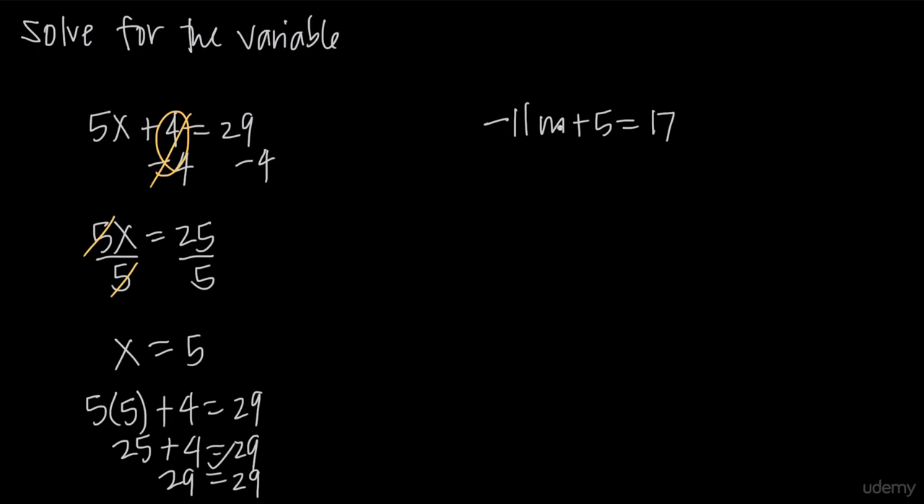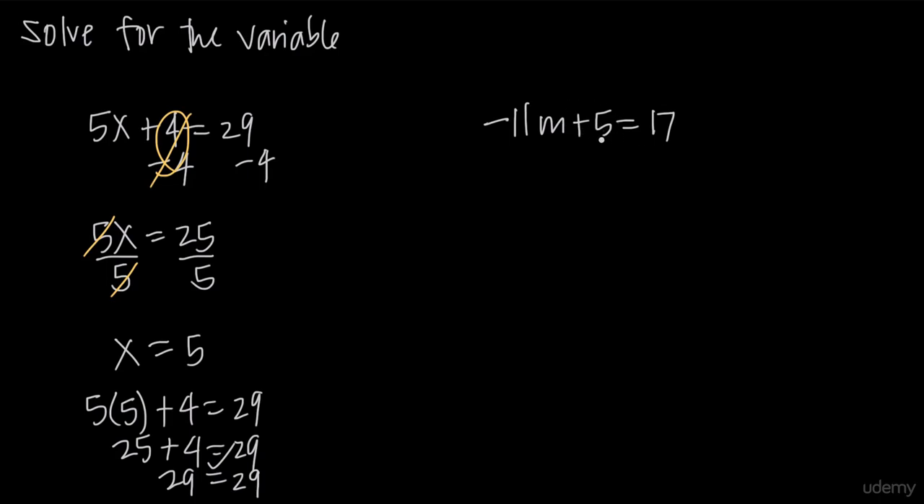We have negative 11m plus 5 is equal to 17, and we need to solve for the variable. The variable here is going to be m, so we need to solve for m by getting m all alone by itself on one side of the equal sign. So in order to do that, the first thing we need to do is get rid of this plus 5, because on the left-hand side we have negative 11m plus 5.